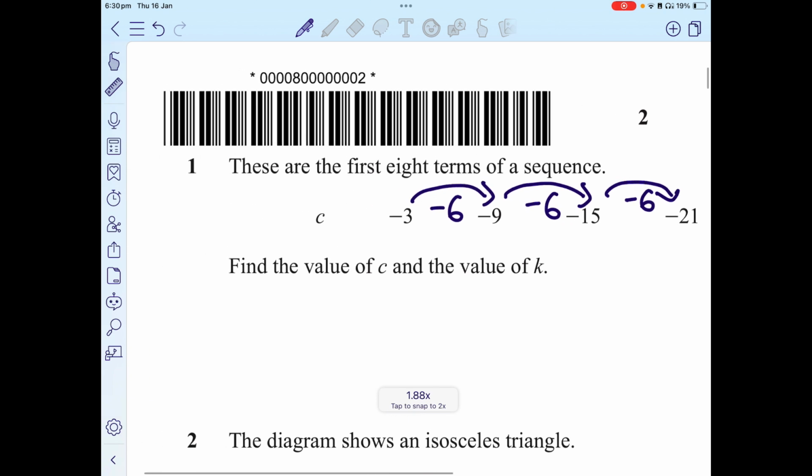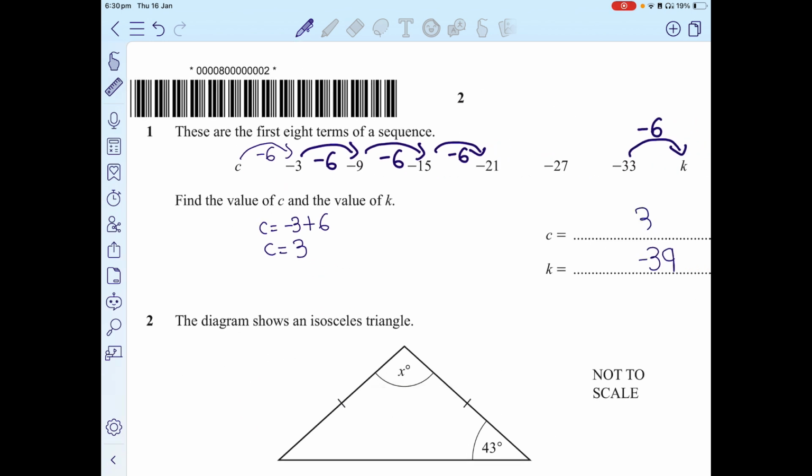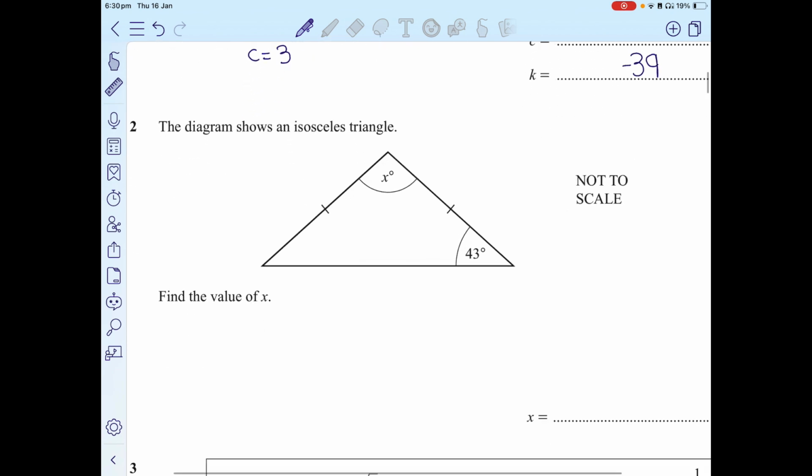All right, what about this value? So we know that the value of C minus 6 is equivalent to -3. And if you apply the inverse logic, C is going to be -3 plus 6, which makes C equivalent to 3. So therefore, we get the value of C as 3 and the value of K as -39. The first question is complete. Now let's move on to the second question.